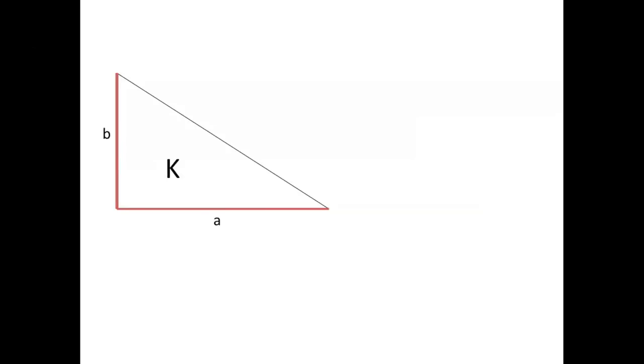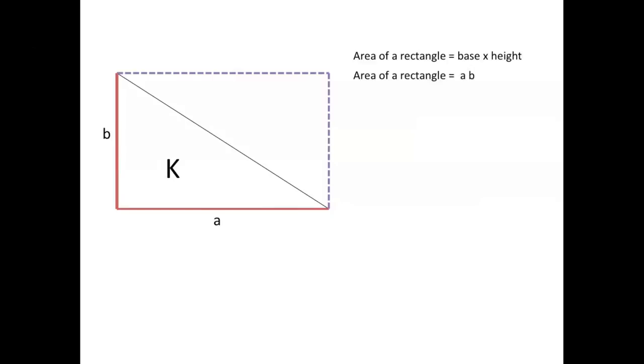So we don't really know what the area of a triangle is, but we are aware of how to find the area of a rectangle. So we're going to extend or draw a line that's the length of A, and then draw another line that's the length of B to create this rectangle. And as you can see, we know that the area of a rectangle is base times height from a previous video. So that means the area of this complete rectangle that we've drawn is going to be A times B.